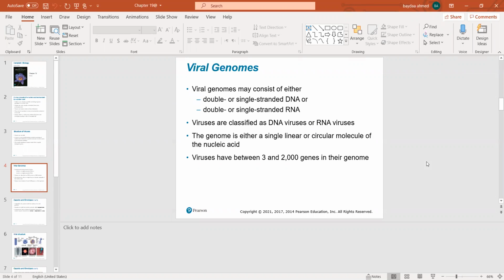We usually think of genes as being made of double-stranded DNA, but many viruses defy this convention. Their genomes may consist of double-stranded DNA, single-stranded DNA, double-stranded RNA, or single-stranded RNA, depending on the type of virus. A virus is called a DNA virus or an RNA virus based on the kind of nucleic acid that makes up its genome. The genome is usually organized as a single linear or circular molecule of nucleic acid. Although the genome of some viruses consists of multiple molecules of nucleic acid, the smallest viruses have only 3 genes in their genome, while the largest have several hundred to 2,000. For comparison, bacterial genomes contain about 200 to a few thousand genes.